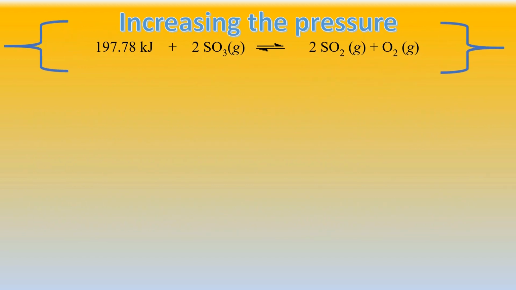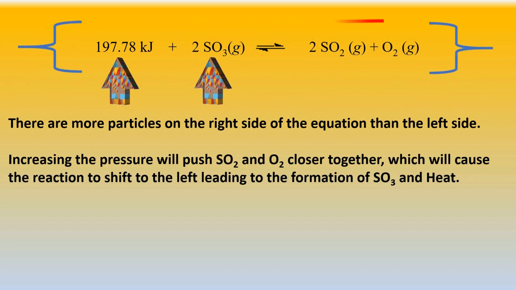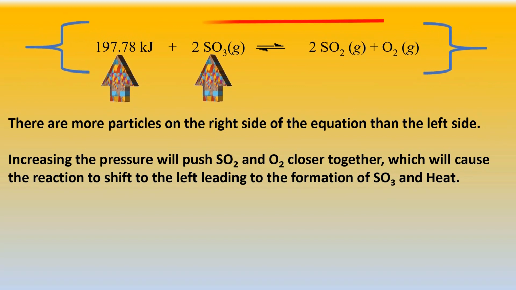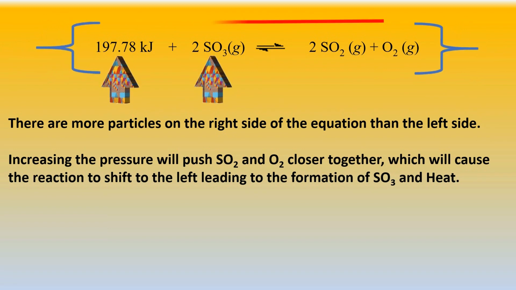Now increasing the pressure. There are more particles on the right side of the equation than on the left side. Increasing the pressure will push SO2 and O2 closer together, which will cause the reaction to shift to the left, leading to the formation of SO3 and heat.